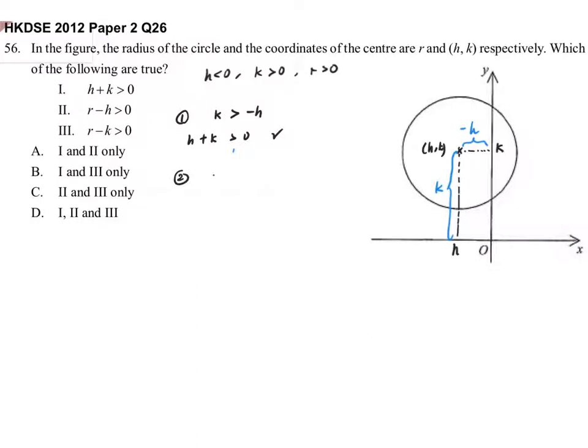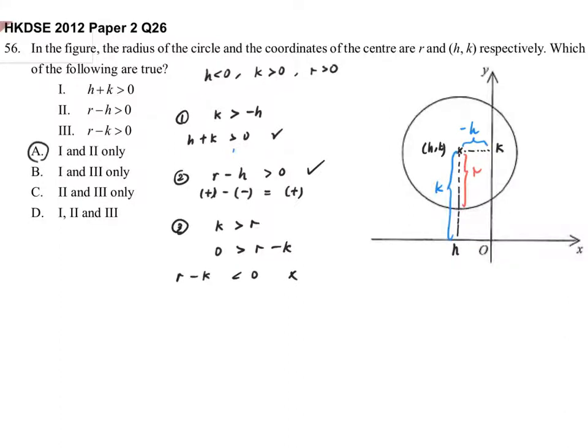Statement 2. Notice that r is a positive number and h is a negative number. Their difference must be positive. That means it is greater than 0, so 2 is correct. Statement 3. We can compare the radius r and k. Notice that k is longer than r. After we move terms, we have 0 greater than r minus k. Write it in another way. That is r minus k smaller than 0, so 3 is wrong. Only 1 and 2 are correct, so the answer is A.